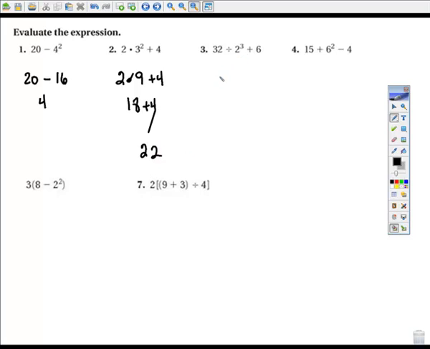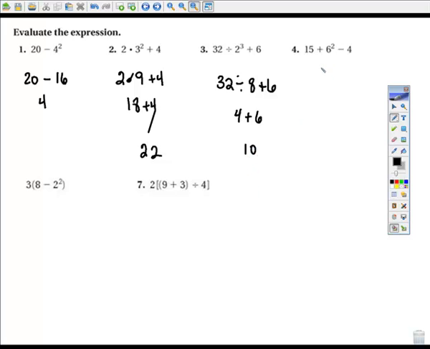Okay, here again we have the power, so 32 divided by, this is 2 times 2 times 2, not 2 times 3. So 2 times 2 times 2 is going to give us 8, plus 6. We're going to divide before we add. 32 divided by 8 is 4, plus 6 is 10.